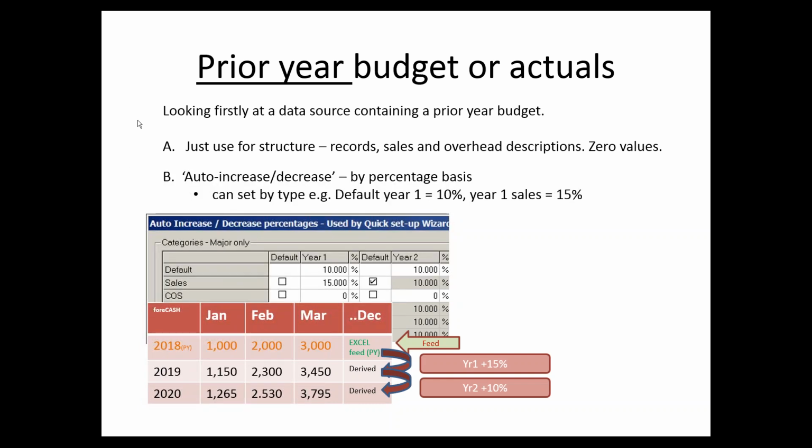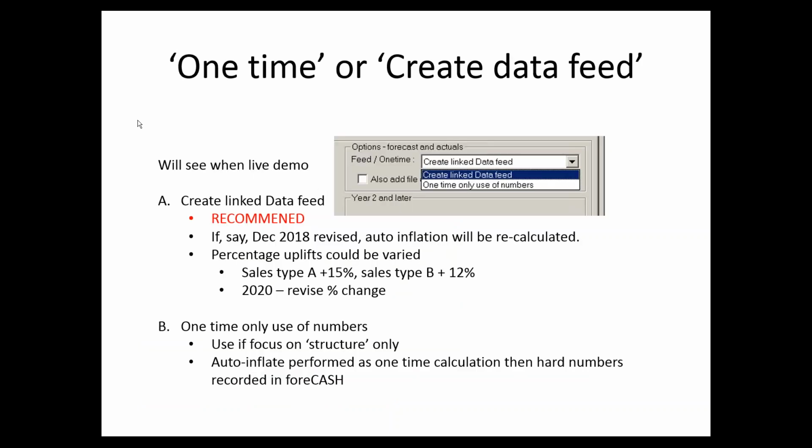An important consideration when using the wizard is whether to use the source as a one-time or one-shot process or whether to create a linked data feed. Generally, it is recommended that you create a linked feed. If you imagine your prior data still had draft numbers for December 2018, you may wish to have the option to edit the Excel source file with final figures. This could then be used to refresh the 15% and 10% inflated figures for December 19 and 20.